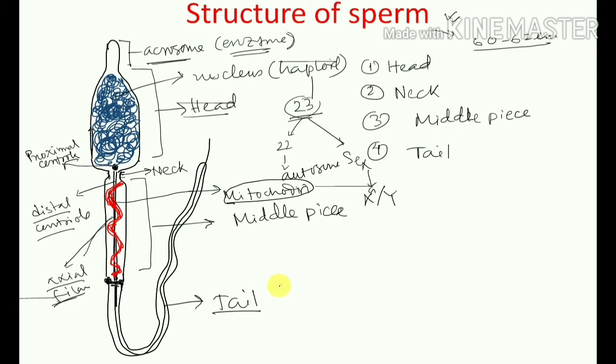The length of this tail is 40 micrometer, and the whole sperm is surrounded by plasma membrane. With the help of this tail, it can easily swim in a fluid. This is the structure of the sperm.